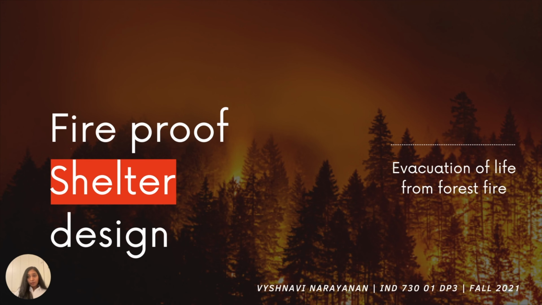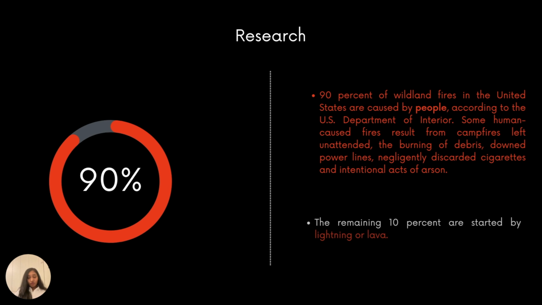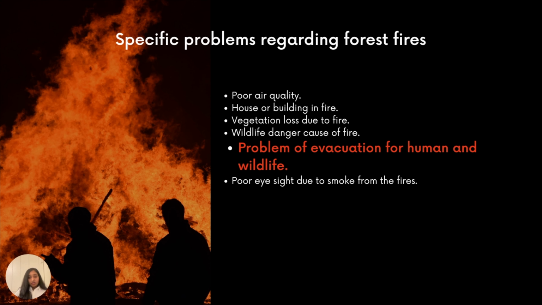Hi everyone, for Design Project 3, a topic I worked on is fireproof shelter design. Forest fire is a major problem faced every year in California. 90% of fire is due to people's actions, and 10% is because of lightning or other lava activities. So, there are various problems in forest fire like poor air quality, housing or building in fire, and vegetation loss.